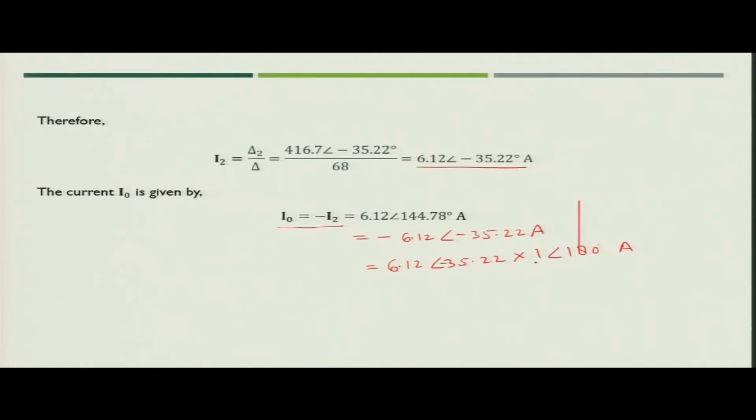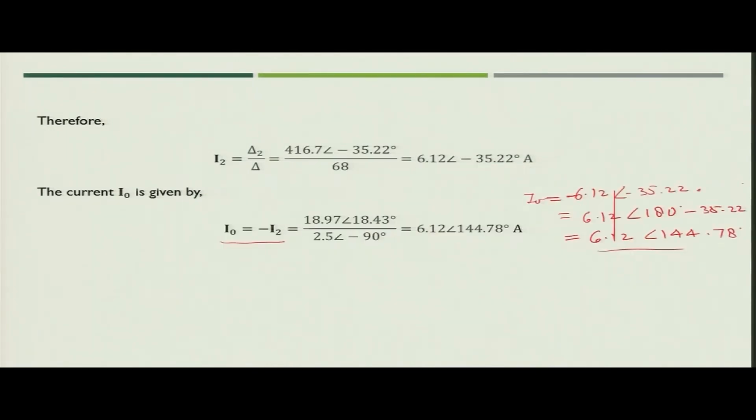So, minus 1 you can simply write as 1 angle 180 degree. So, when you simplify, you can write 6.12 angle 180 degree minus 35.22 ampere, that is equal to 6.12 angle 144.78 degree ampere. This is how we get the value of current I naught.